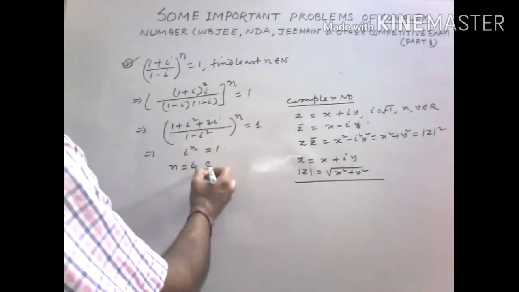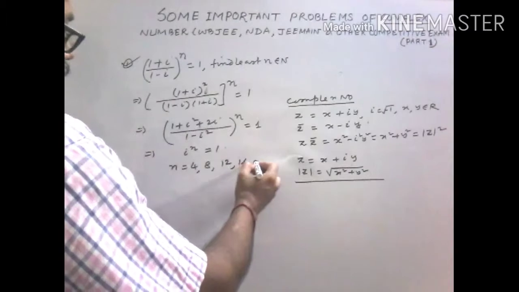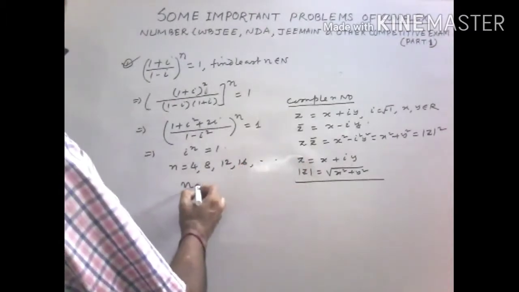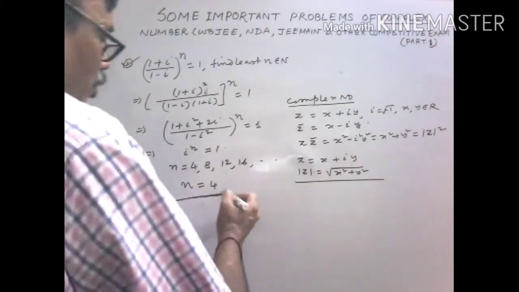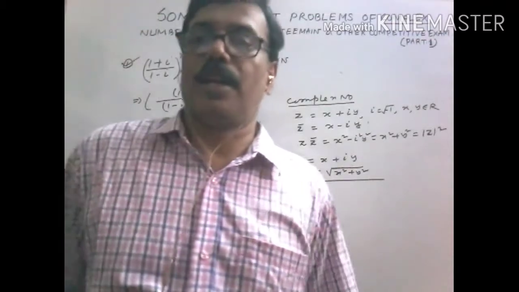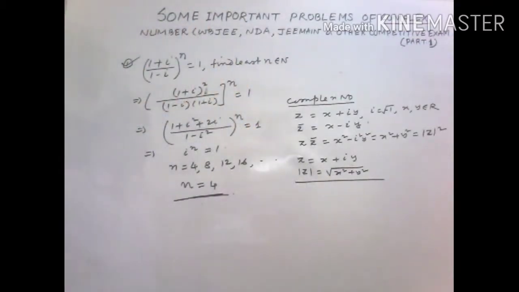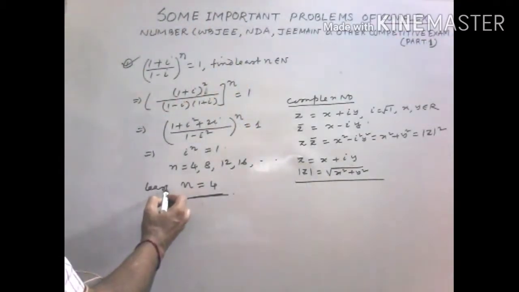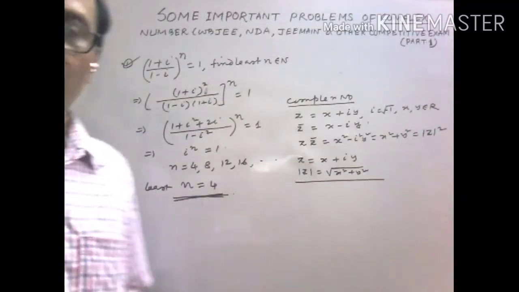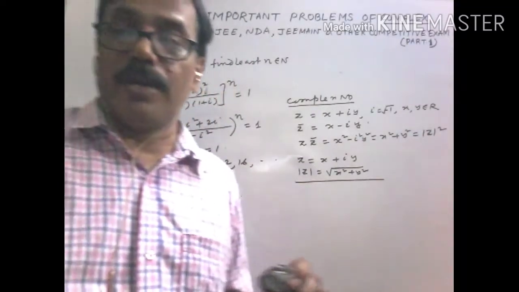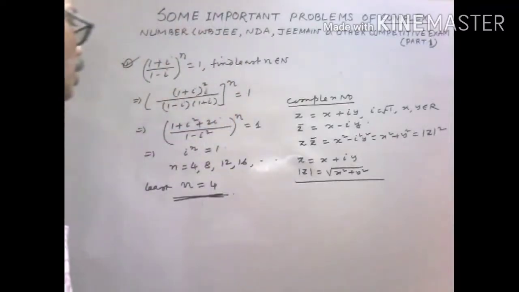So n equals 4, 8, 12, 16. So the minimum n is 4. We do not consider n equals 0. So what is the least n? The least value of n is 4. These are very, very simple problems but important too.